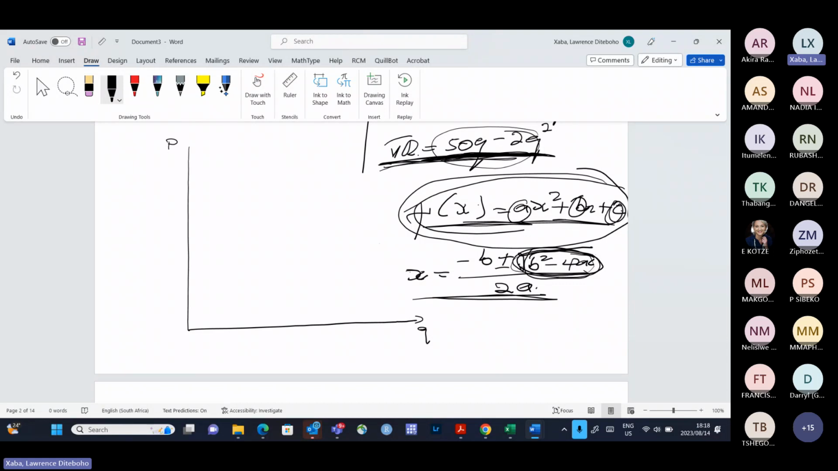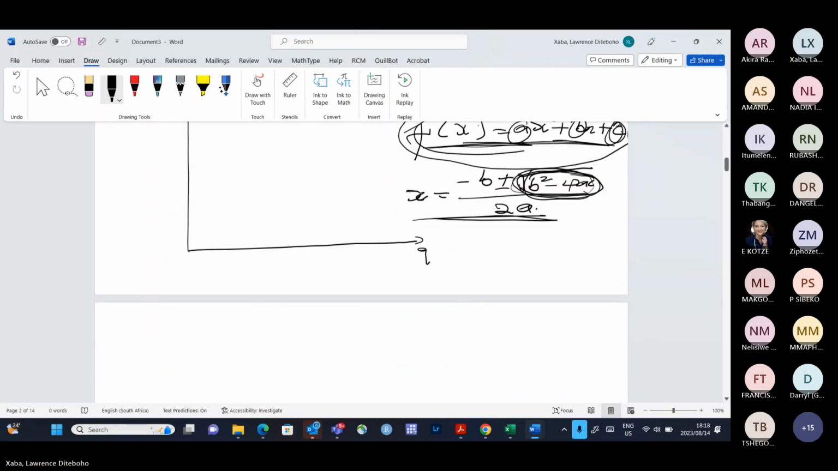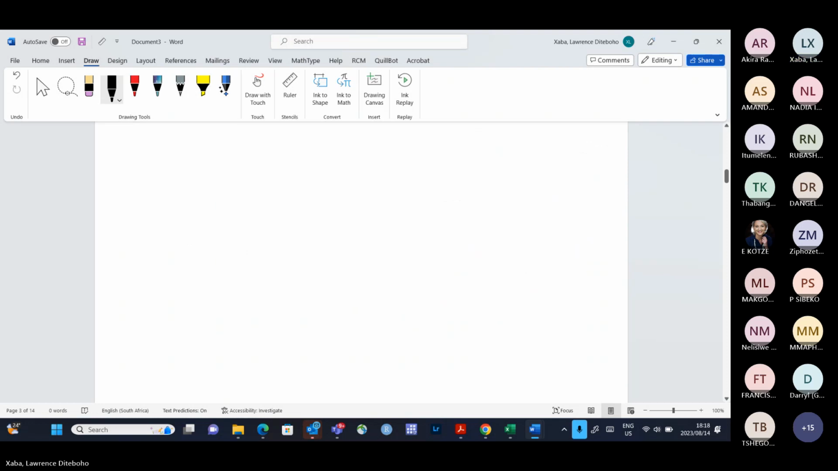So why are we doing this total revenue? What is our interest actually for us to use a quadratic equation? What is the objective? I will come back to this one. So let's say we are given a scenario where P is equal to 100 minus 2Q.